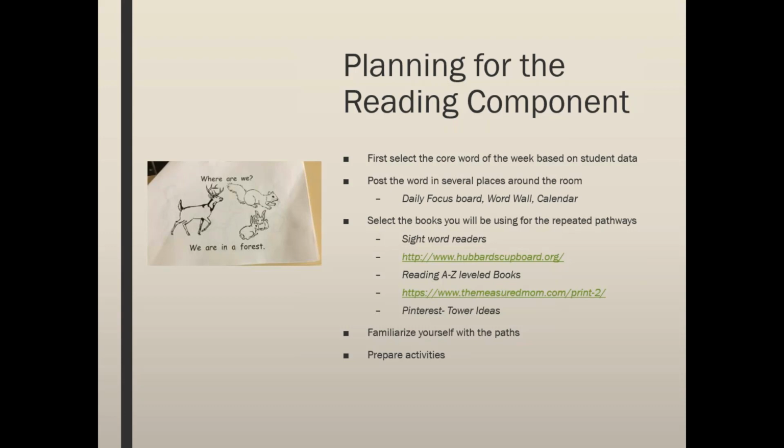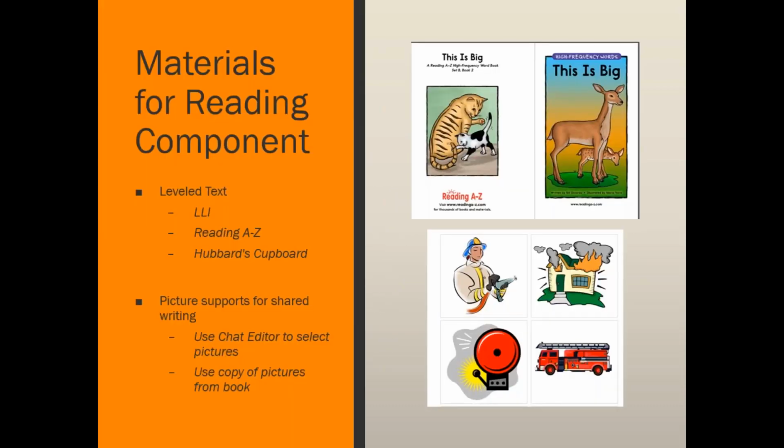Once you have your word and your book selected, you're going to want to familiarize yourself with the path. And I know that this sounds very basic, but you're going to save yourself a lot of time up there when you're modeling if you already know the device and if you already know where it is. Like some of my students are to the point where they can find the words faster than I can, which is great, but you definitely want to know those paths. And then you're going to want to prepare any of the extension activities that we'll go over.